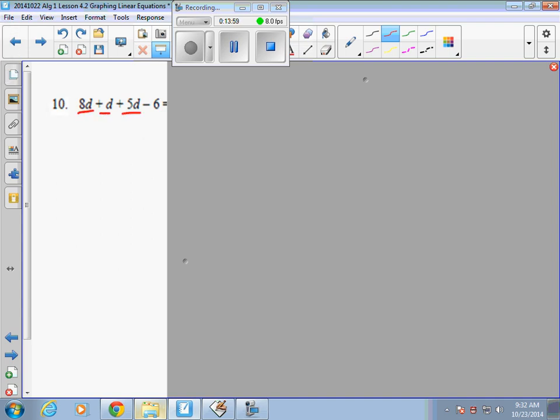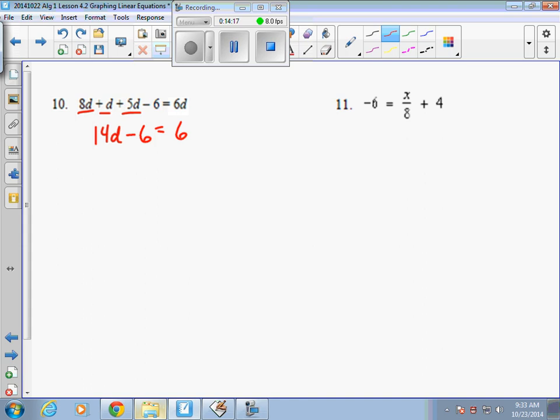8d plus d plus 5d. 8d plus d is 9d. 9d plus 5d is 14d. You still have -6 there. You can't put those two together and get 8d, because -6 doesn't go with the 14d. So right now we're finished with combining that side, equals 6d.